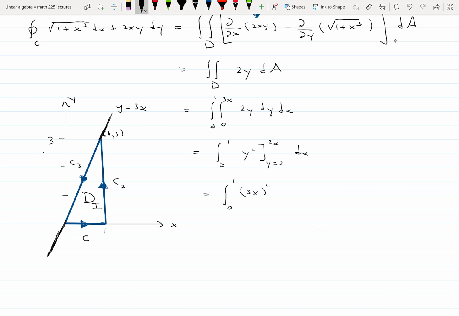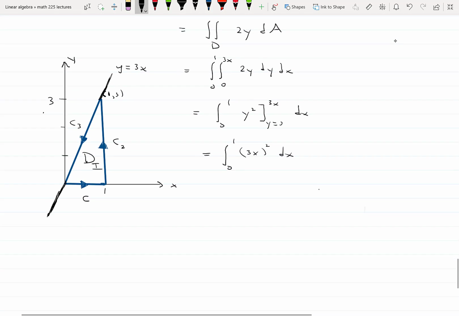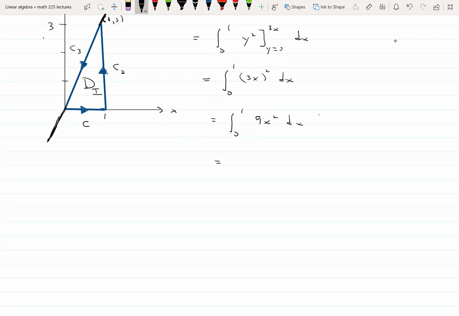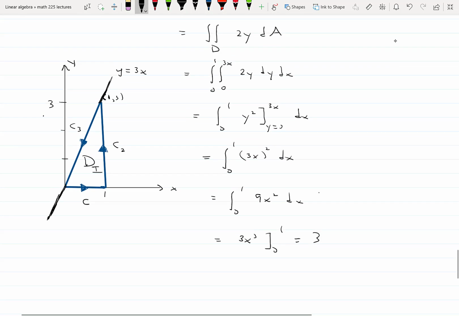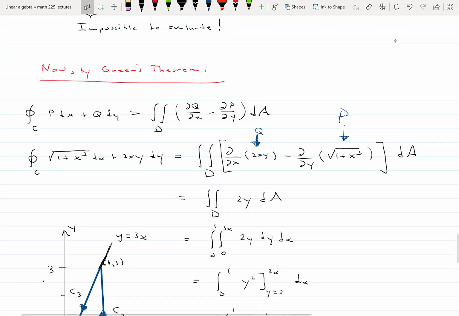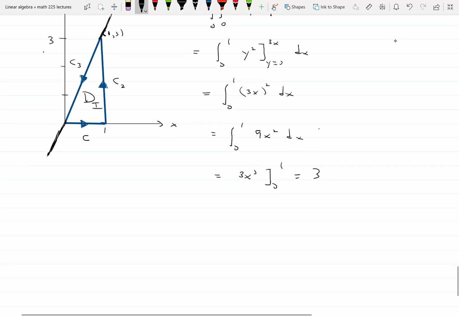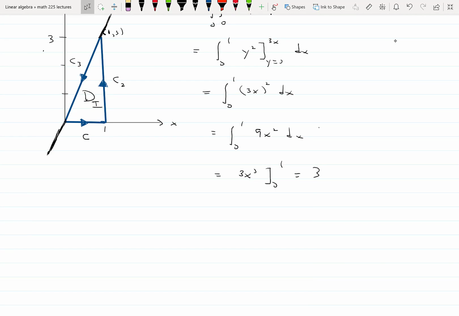This is 3x squared dx, or 9x squared. 0 to 1, 9x squared dx. So antiderivative of 9x squared, 3x cubed, from 0 to 1. Oh my goodness, look at how simple this is. This is 3. That's wild. So Green's theorem not only makes it easier, it makes it the ultimate easier. It makes it from impossible to extremely simple double integral.